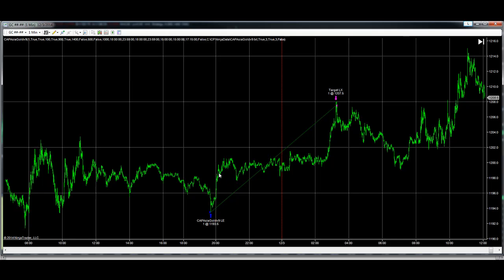The code's also included to have a stop loss, a profit target, a trailing stop loss, and a break even if you want. We use just a basic stop loss of 900, a profit target of 1400, and you can take multiple trades during the day.